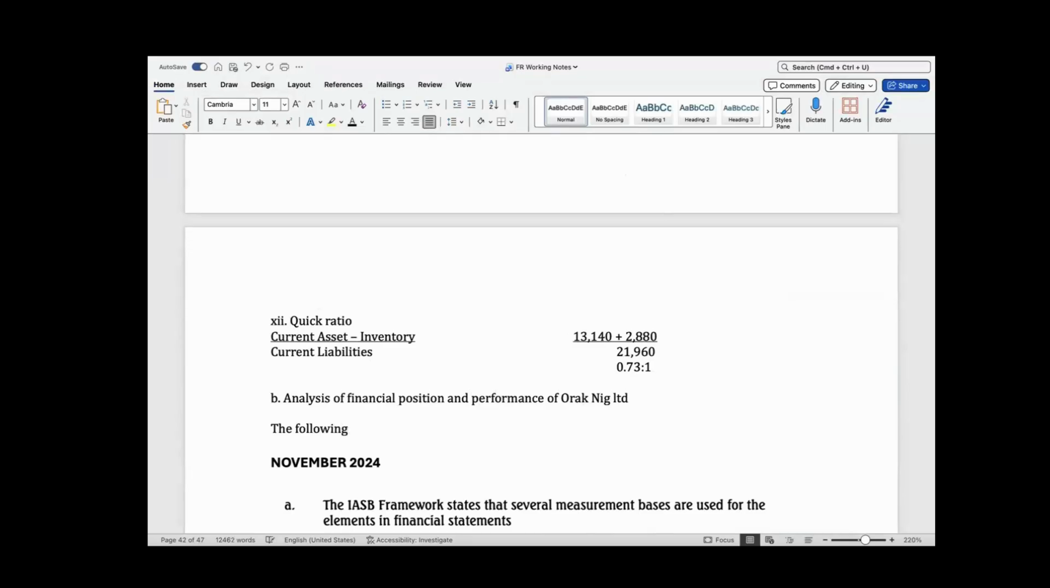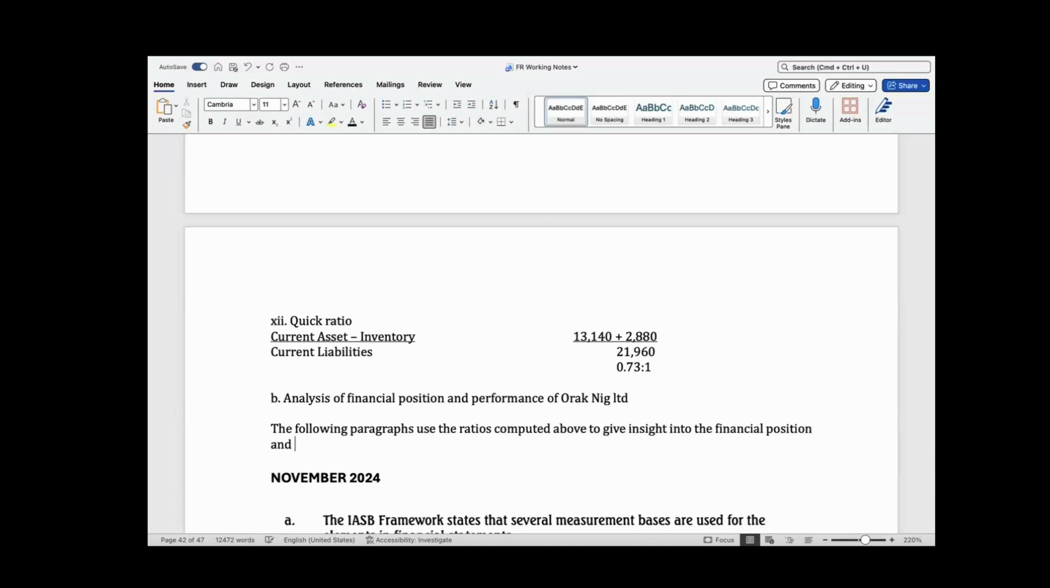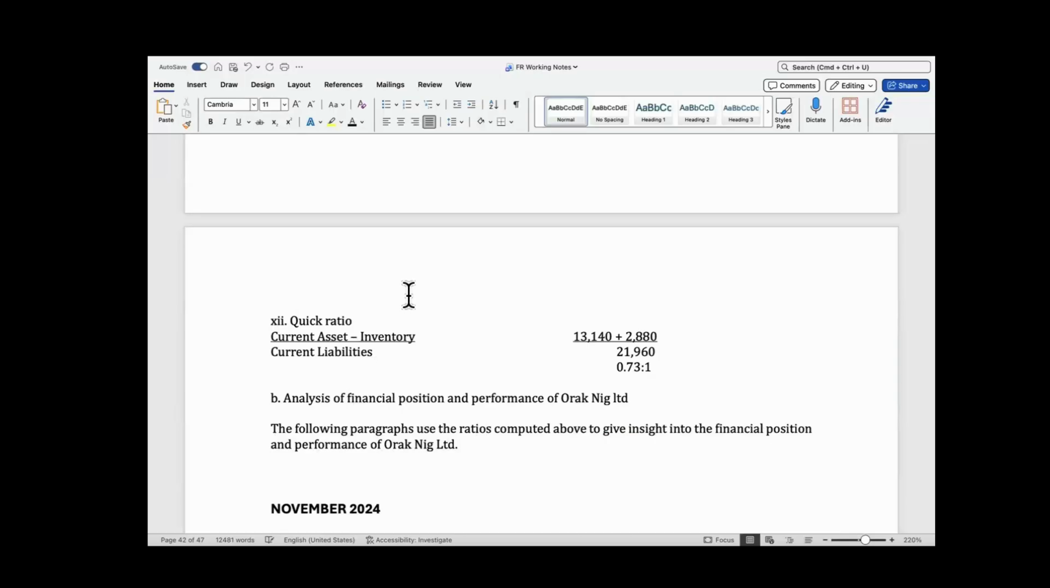So the following paragraphs, I just want to do an introduction. Use the ratios computed above to give insights into the financial position and performance of Oracle Nigeria Limited. So that's an introduction.